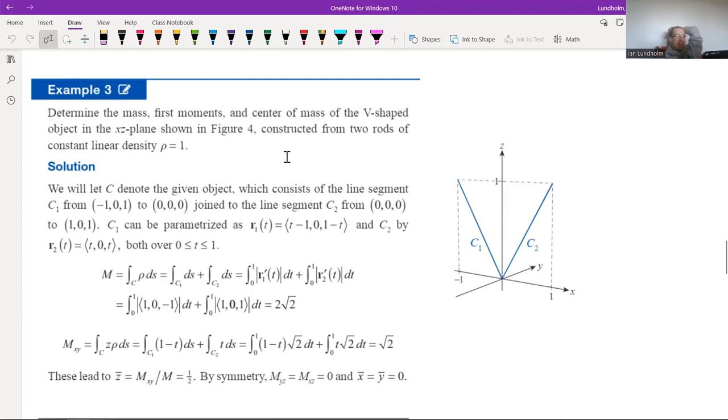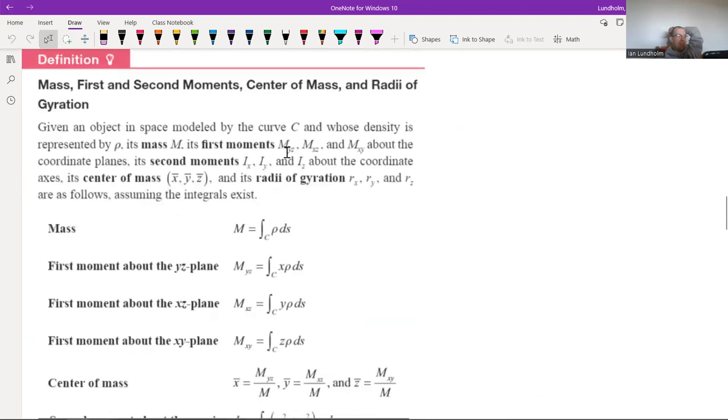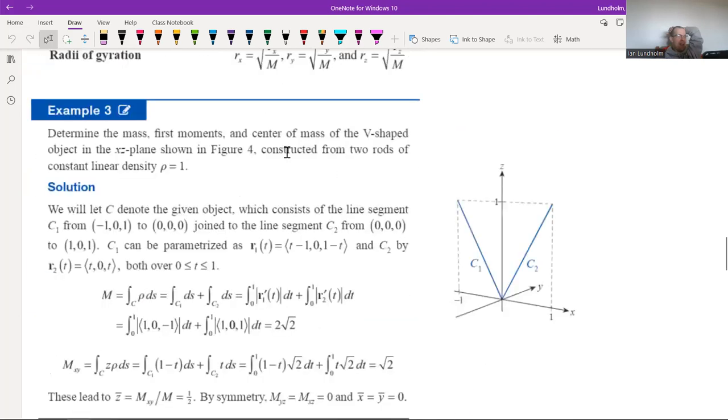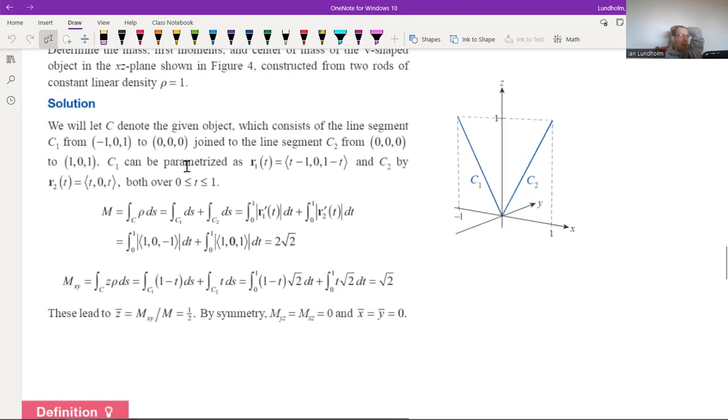Cool. So you can find the center of mass of this thing now. Am I going to do that? No. We've got enough on our plate right now, just learning what line integrals are. But we could do this now.